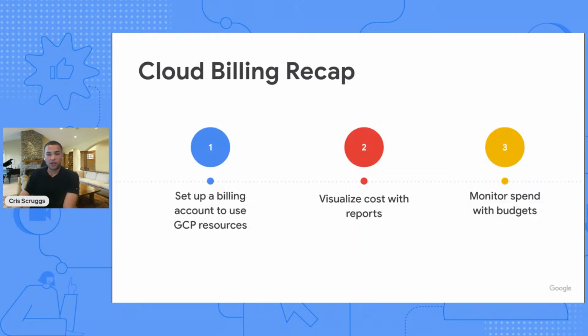So in this section, we covered billing accounts, specifically how one links to a project and allows you to use GCP resources. Then we talked about how to visualize costs of resources by exporting billing information to BigQuery. And lastly, we discussed how to monitor and control spend on GCP with budgets and Cloud Pub/Sub.